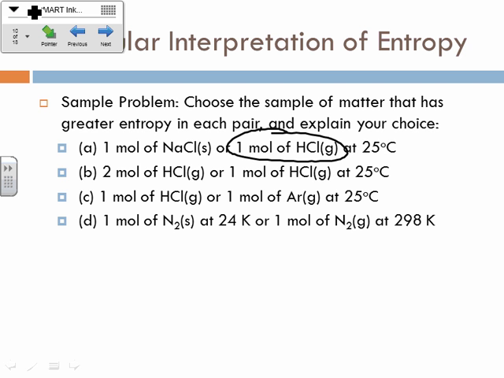That one's fairly obvious. B, 2 moles of HCl gas or 1 mole of HCl gas. What do we think? Okay, more molecules, more chances for randomness there. Okay, so that's going to be our choice on that one. Does everyone understand that? Because that one we didn't specifically talk about just amount of gas. I guess we sort of did with the number of molecules. Okay, 1 mole of HCl gas or 1 mole of argon gas.